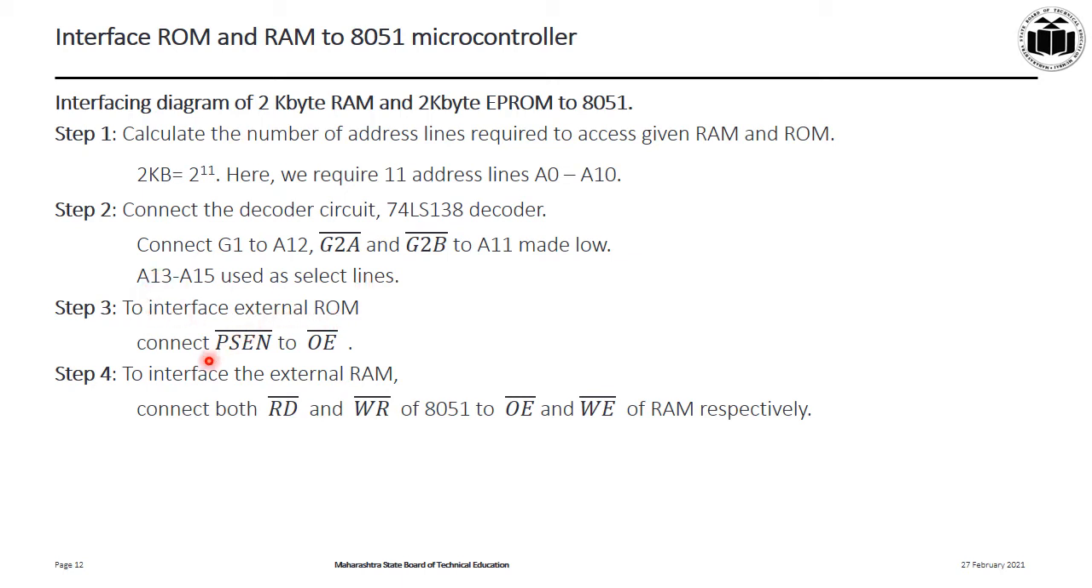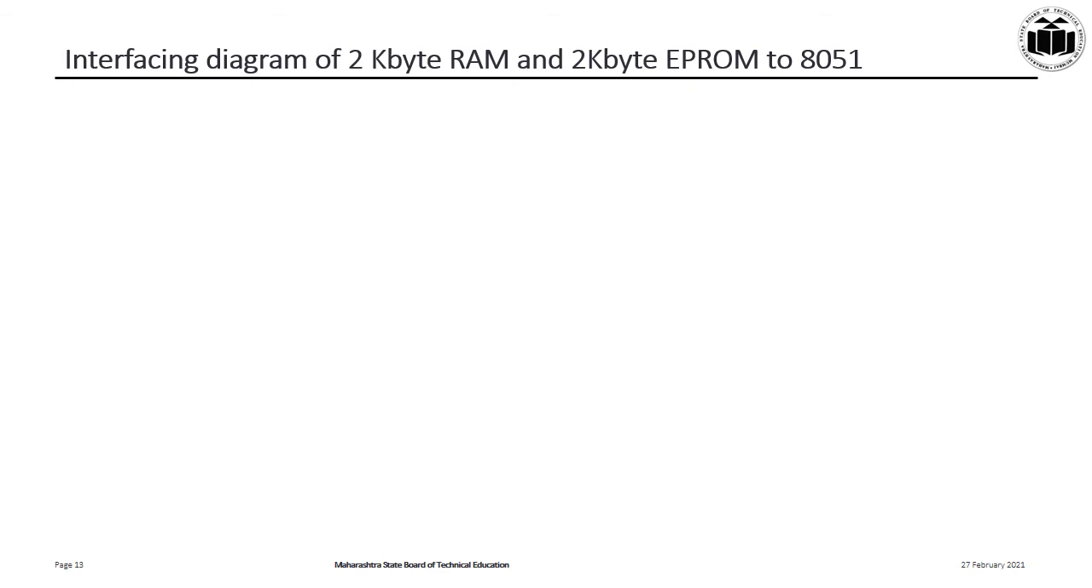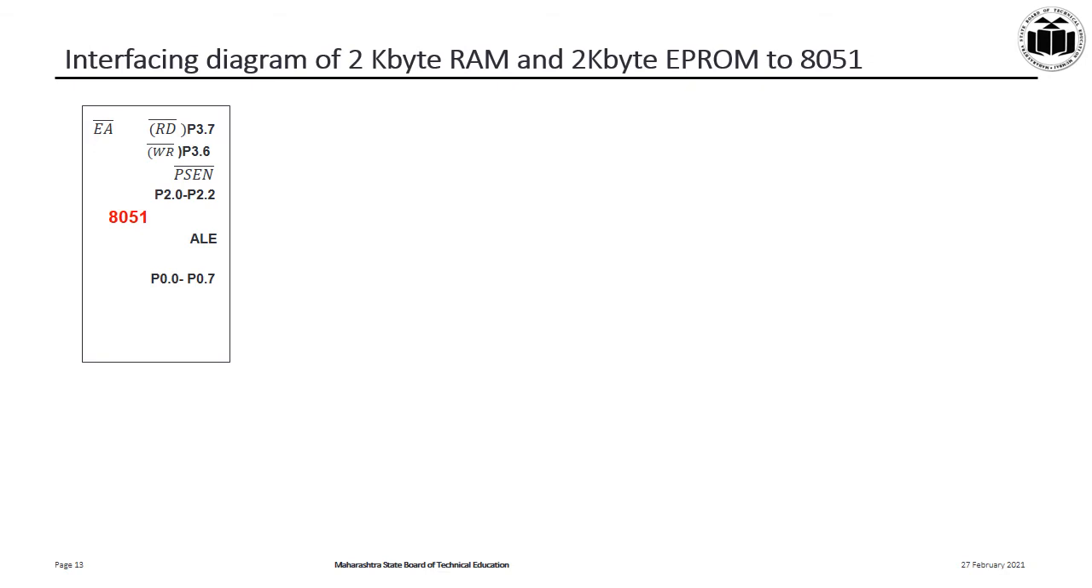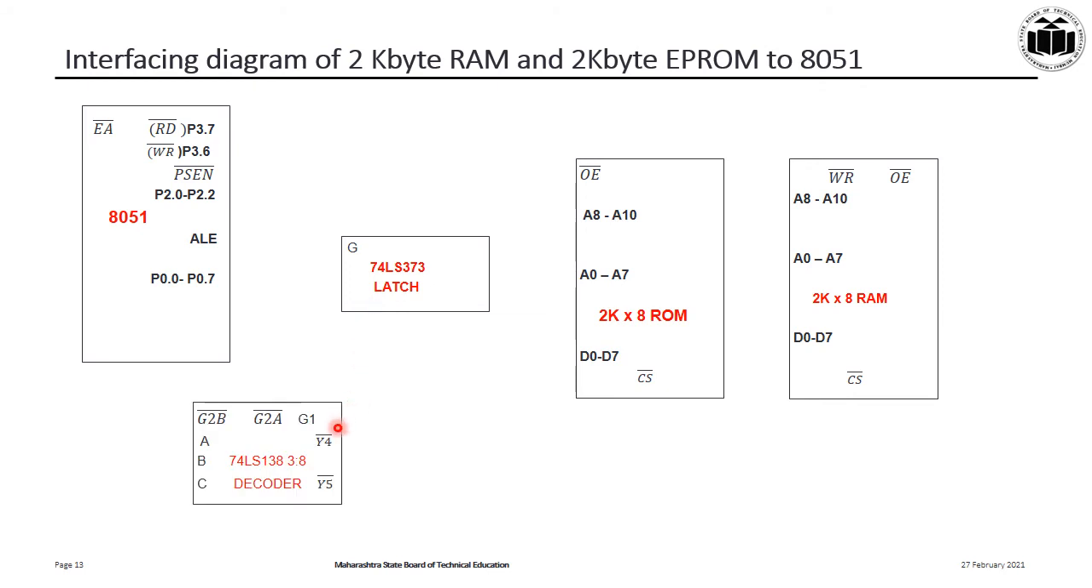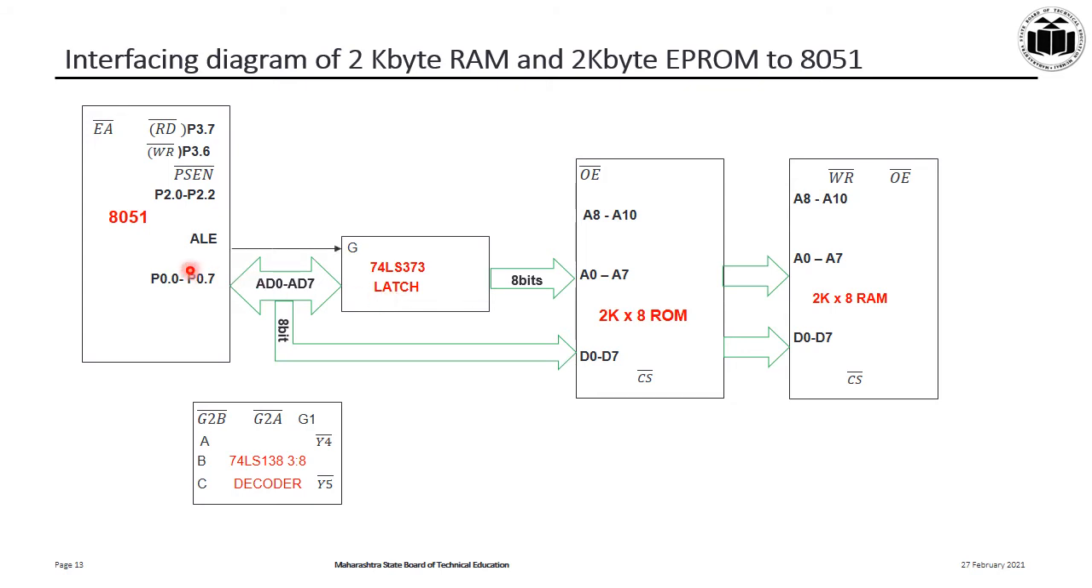For external ROM, PSEN bar is connected to OE bar, and for RAM, RD bar and WR bar are connected to OE bar and WE bar respectively. Let us draw the interfacing for 2 KB RAM and 2 KB ROM. The major blocks: microcontroller, ROM, RAM, the latch and the decoder IC. So AD0 to AD7 are connected through the latch to demultiplex the address and data. ALE will activate the latch.